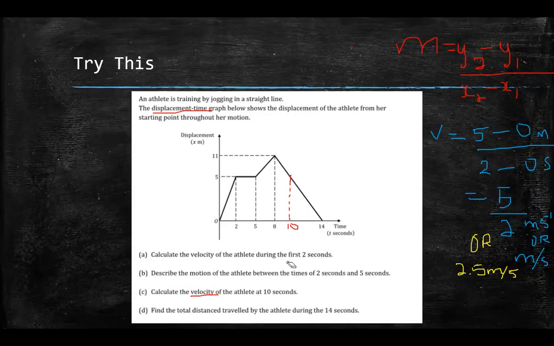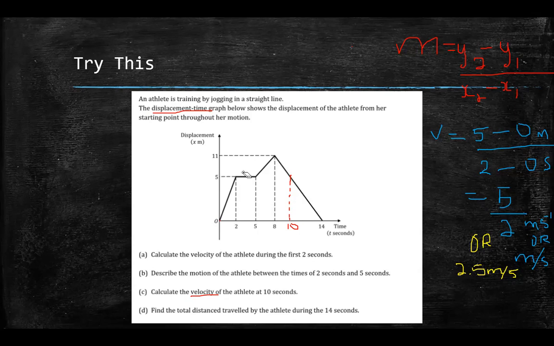Okay, we know we need to find the gradients, right? But you might get confused as to how exactly I am supposed to find the velocity at 10 seconds if they did not give me the time at 10 seconds. Like they didn't give me the displacement at 10 seconds. They didn't label 10 seconds anyway. So how am I supposed to find the velocity at 10 seconds if they didn't give me any values for 10 seconds? That question might be running through your mind.